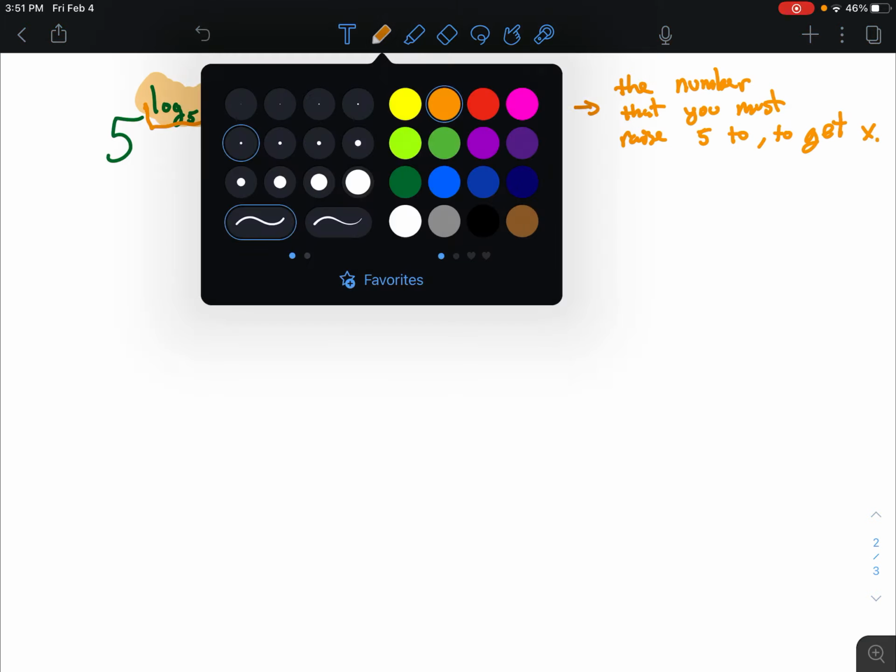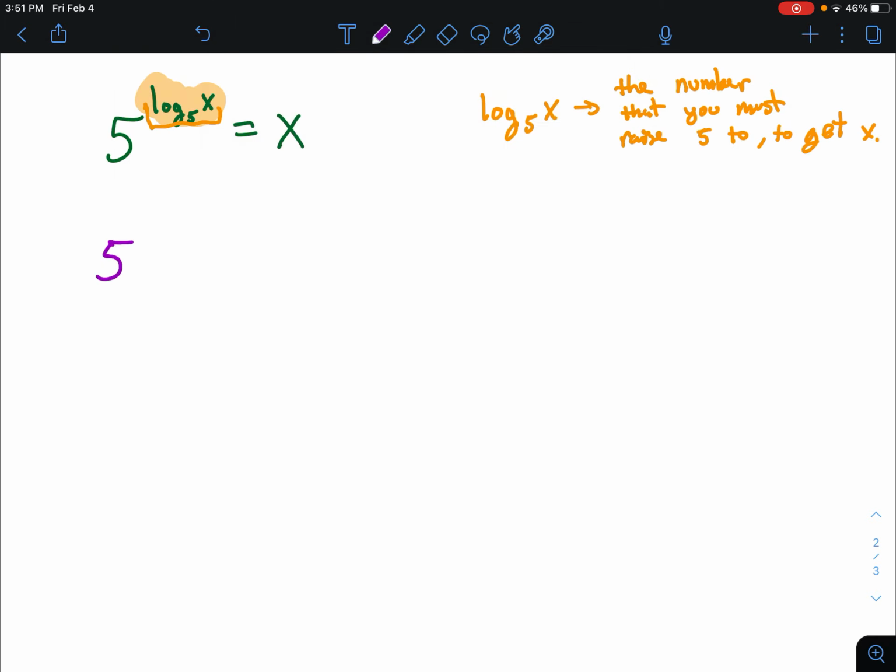Okay, let's take an example here. So let's say 5 raised to log base 5, and we'll say of 25. What would that equal? Well, the answer is it's sort of a shortcut. It's just going to equal 25. But why?